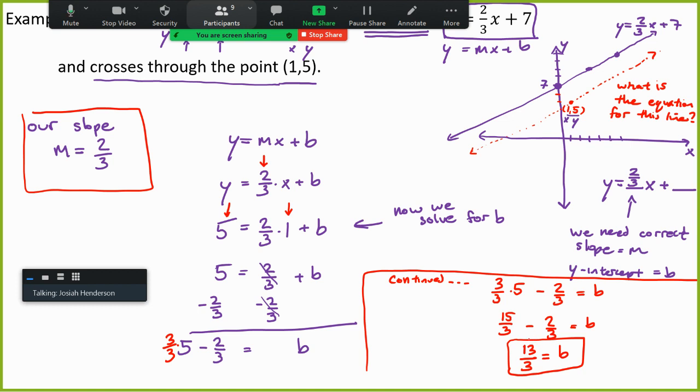So now finally, we can write our equation for the red line that's parallel, and it goes through 1, 5. Here it is, our equation. Y equals 2/3 x plus 13/3.